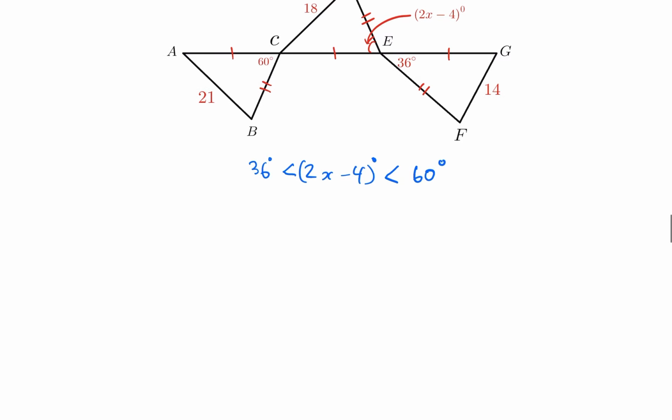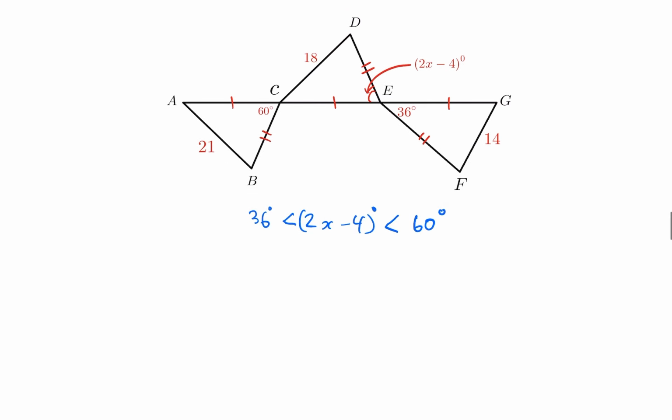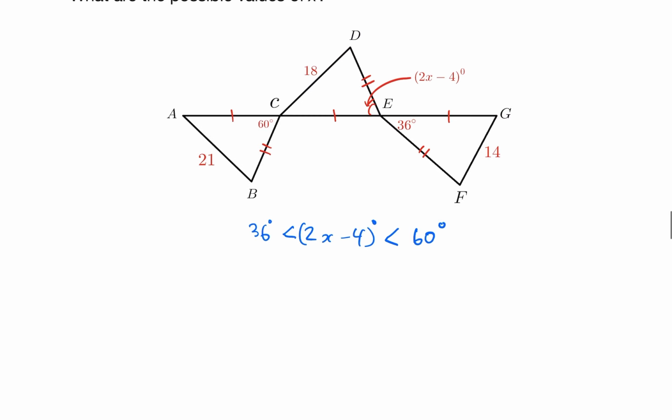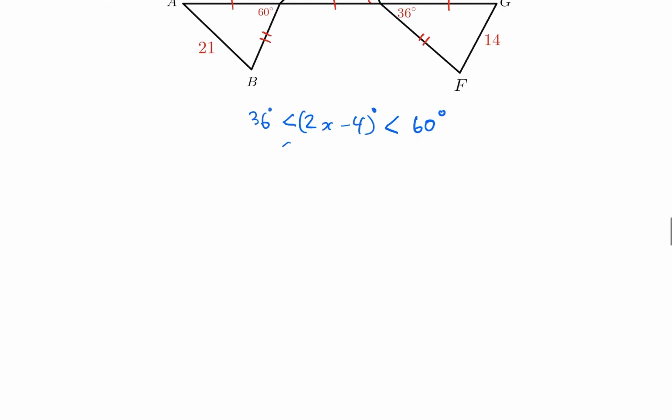So now that we've developed that relationship, we can determine all of the possible values for x. And we do that by solving for x. We've got two inequalities here, so we're going to solve them separately. So on the left side, let me draw that again. We've got 36 is less than 2x minus 4.